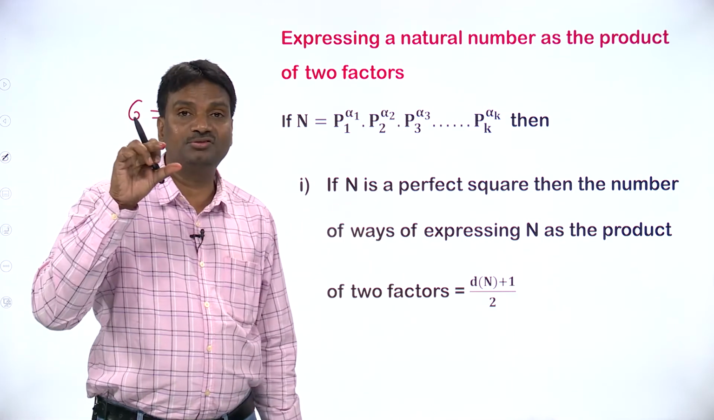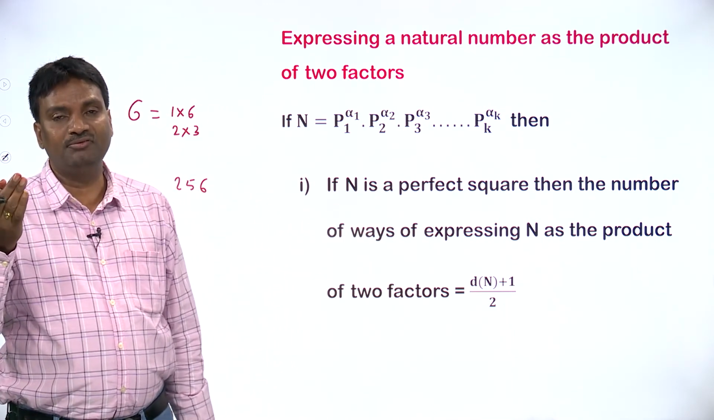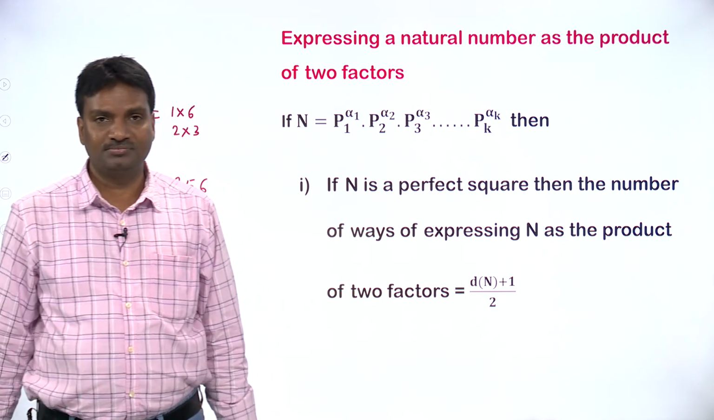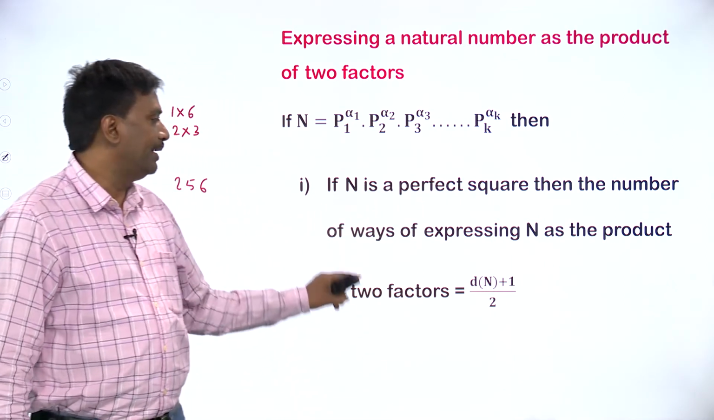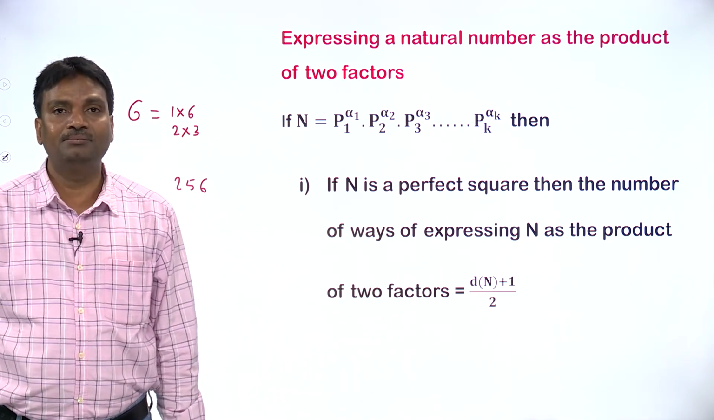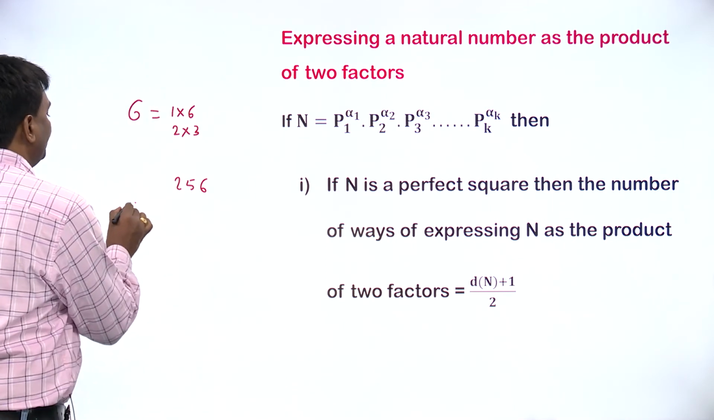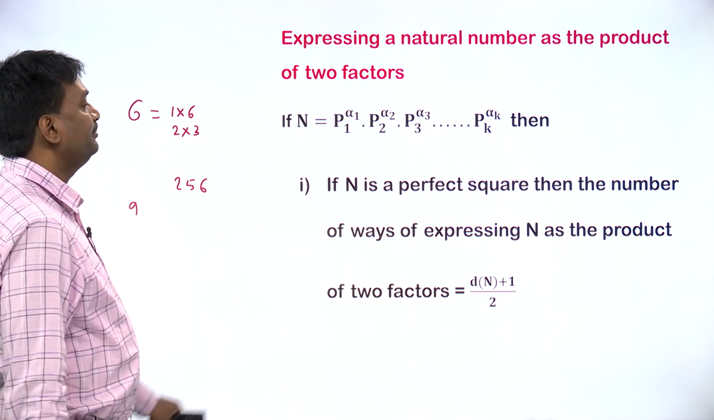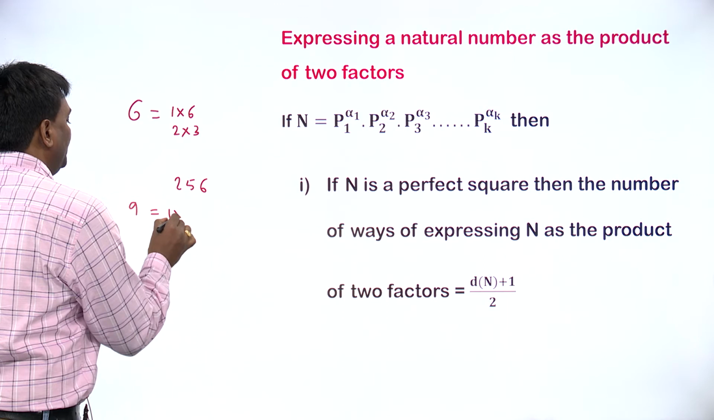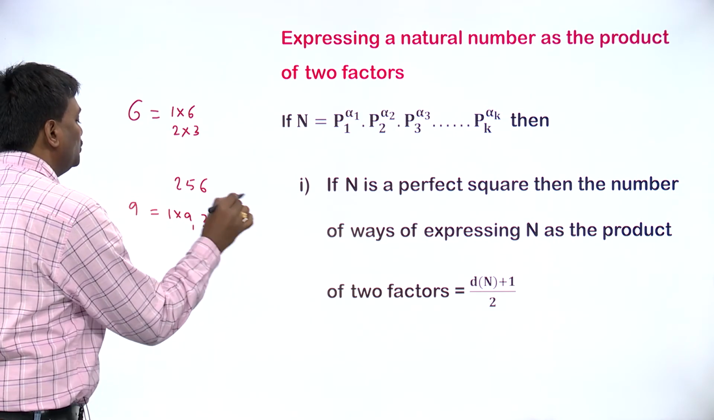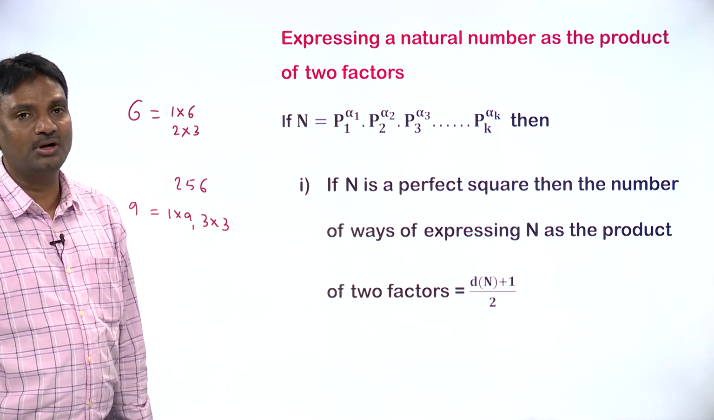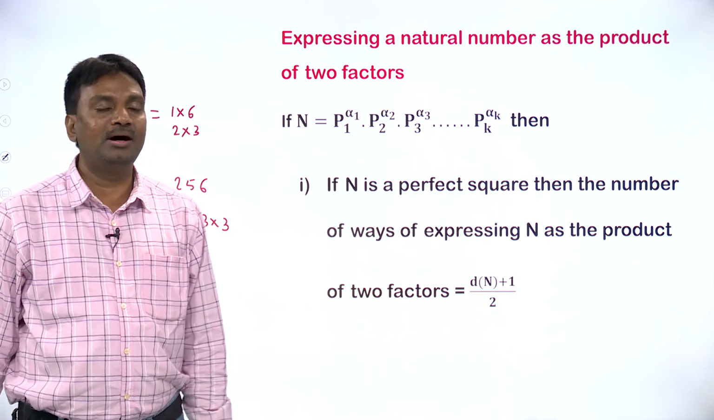If n is a perfect square, meaning 25, 36, 100, 121, 144, 625, like that, then the number of ways of expressing n as the product of two factors is (d of n plus 1) by 2. So, for example, if we take 9, 9 is a perfect square. We can write this 9 as 1 into 9, 3 into 3. We can express the number 9 as the product of two factors as 1 into 9, 3 into 3.